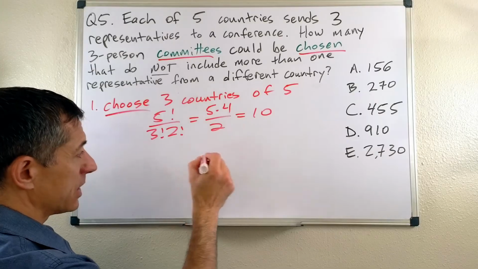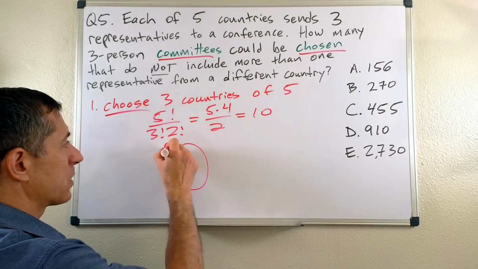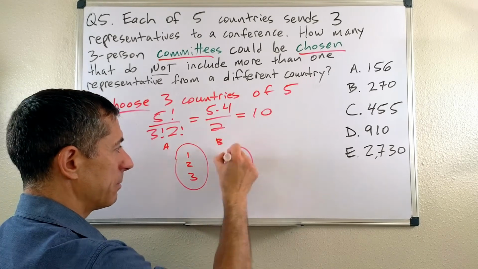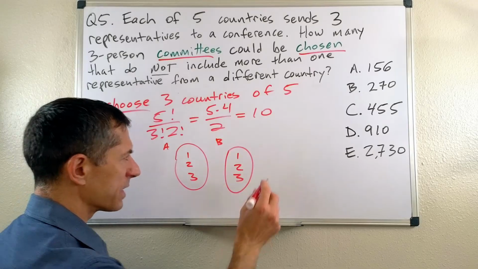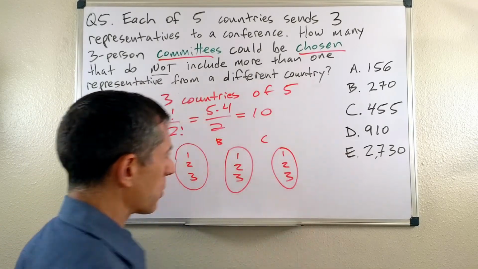So let's say we've chosen the countries. I'm going to draw silly little circles here and say that this is country A, and we've got person 1, 2, and 3 in there. This is country B, B for Balsania. Very beautiful this time of year. I hear the Rocky Mountain oysters are great. Terrible joke, worst joke of the day.